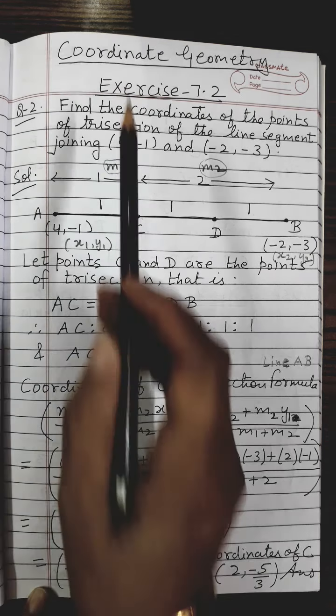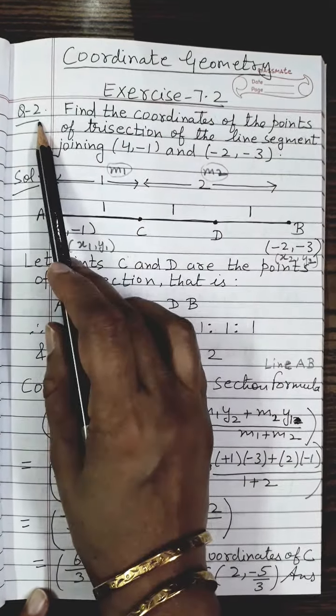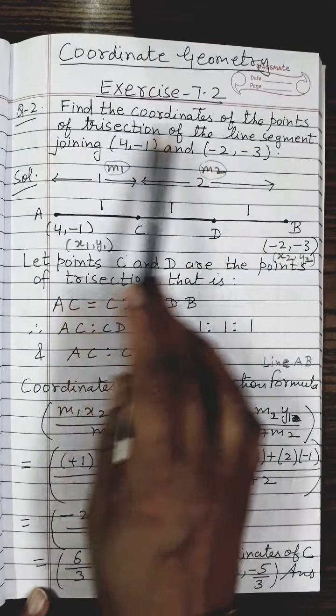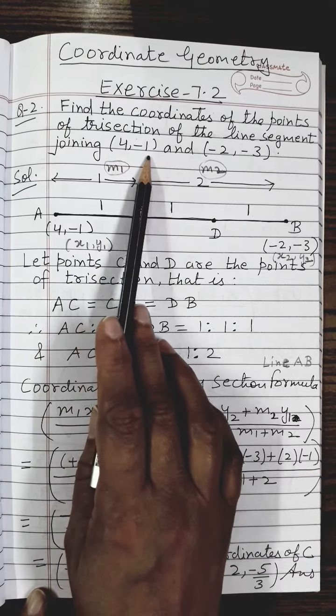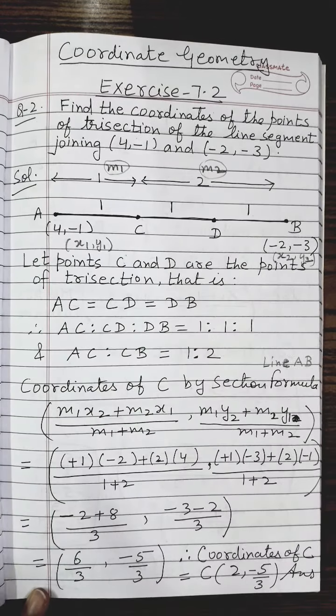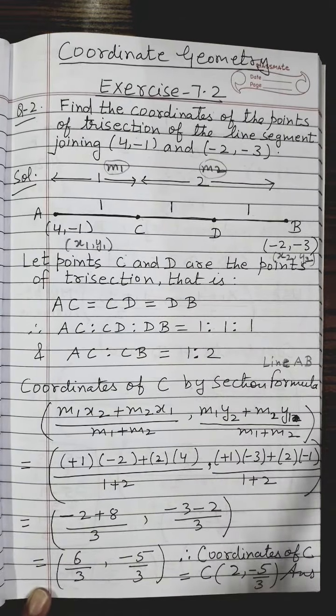Today I am going to take exercise 7.2 question number 2, coordinate geometry. Find the coordinates of the points of trisection of the line segment joining (4, -1) and (-2, -3). Now, what is meant by points of trisection?